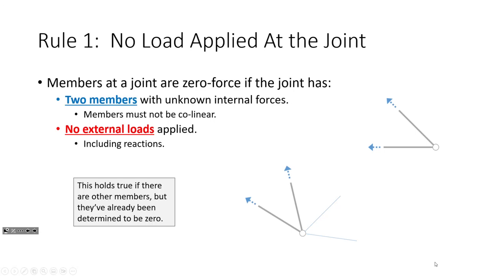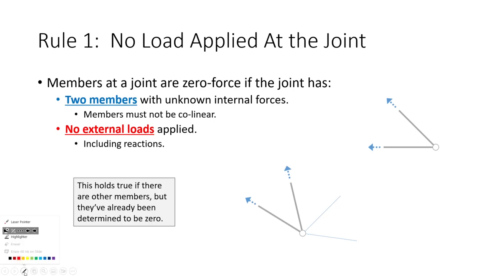Rule number one is the rule that I'm calling no load applied to the joint. Okay, what this rule states is that if you have a joint that's got two members with unknown internal forces, the members can't be collinear. Okay, they've got to be at different angles. And there's no loads applied to that joint, they're both zero force members. Now, let me be clear. I don't think I'm really doing anything that's all that magical. This is just using the equations of equilibrium and applying some common sense rules to it.